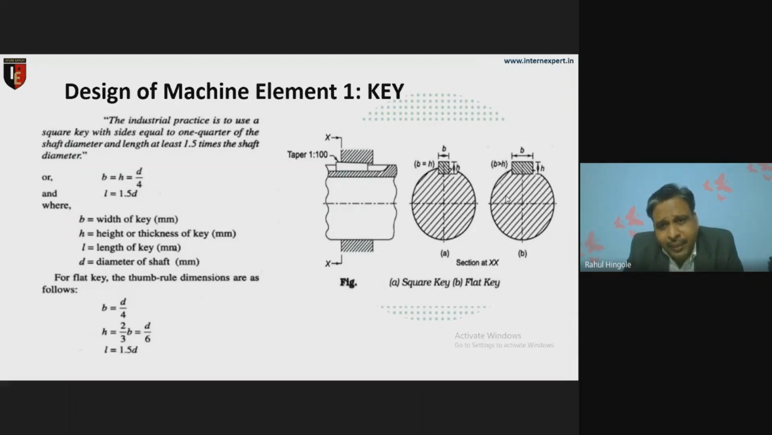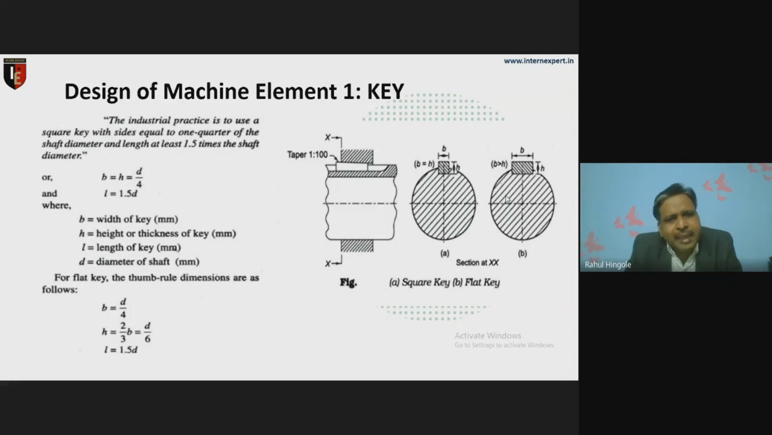See, the design of shaft is very essential everywhere. B equal to H equal to D by 4 for the square key. D by 4 is not a national or international standard. It is only a thumb rule that is coming here for the design of key. After a lot of experimentation, they have come to the notice that B equal to H equal to D by 4. Then length of key L equal to 1.5 times D.